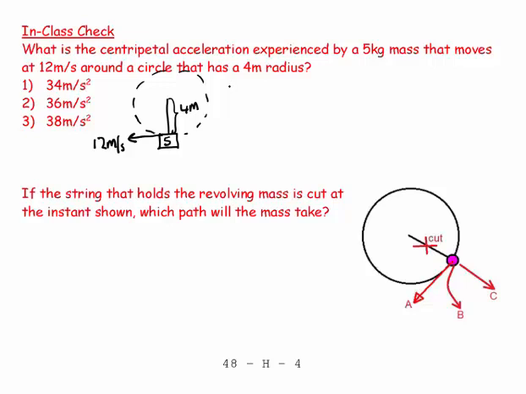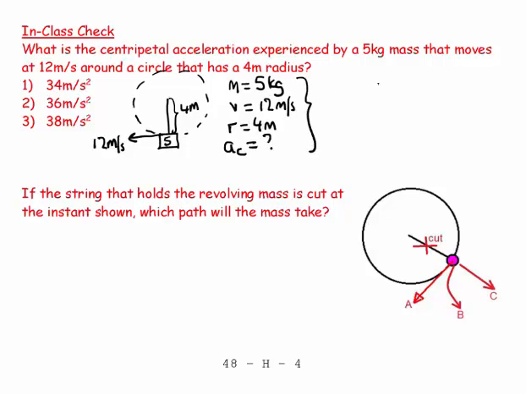So what do I know? I know my mass is equal to 5 kilograms. I know my velocity is equal to 12 meters per second. I know my radius is equal to 4 meters, and I want to find my AC.